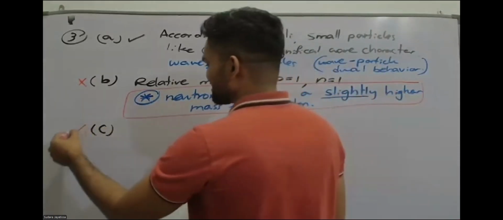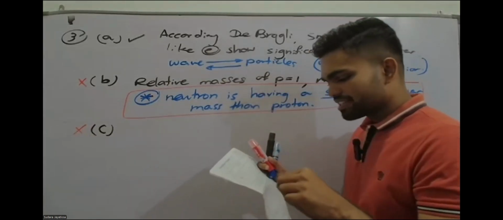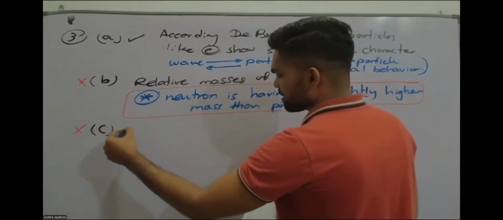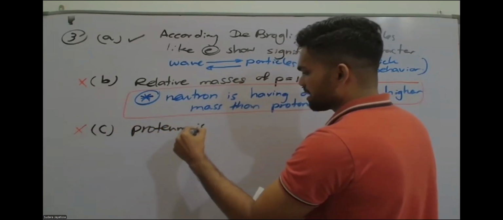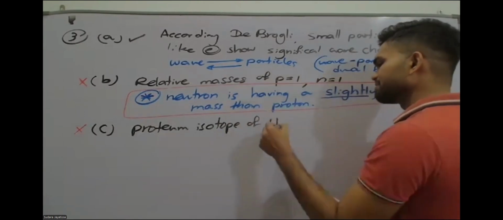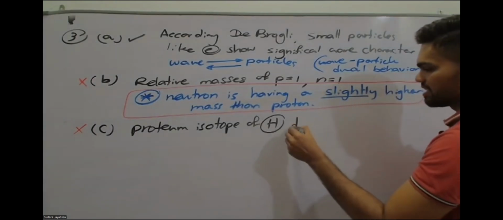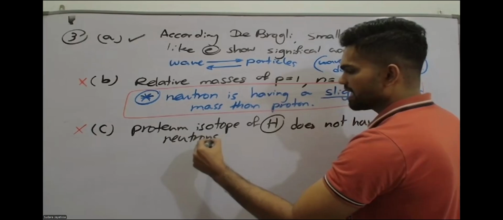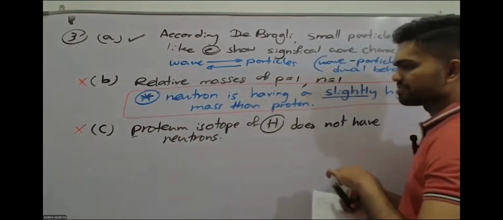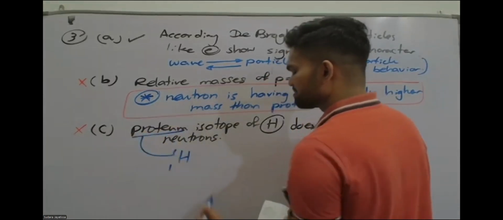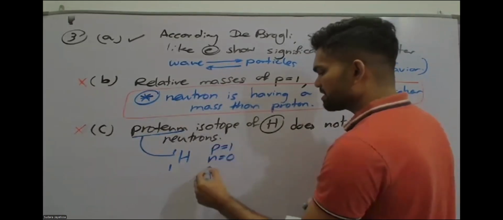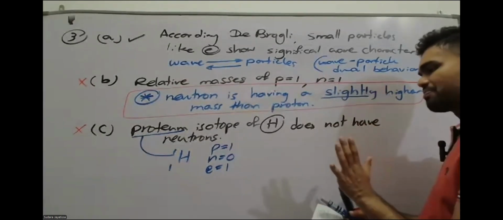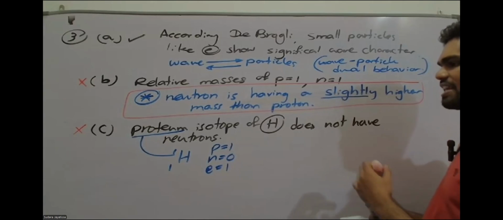Right. So this statement is wrong. Why? The statement tells all atoms have electrons, protons and neutrons, but that is wrong. Like you said, protium, isotope of hydrogen, does not have what? Neutrons. It doesn't have neutrons because protium, how do we write it? Protium, we write H11. That means we have one proton, no neutrons and one electron. But all other elements, they have neutrons. Only protium doesn't have neutrons. So that's why we take that answer wrong.